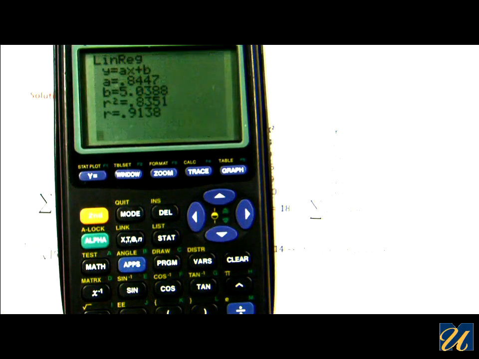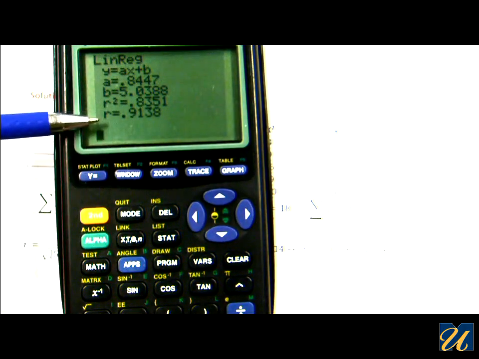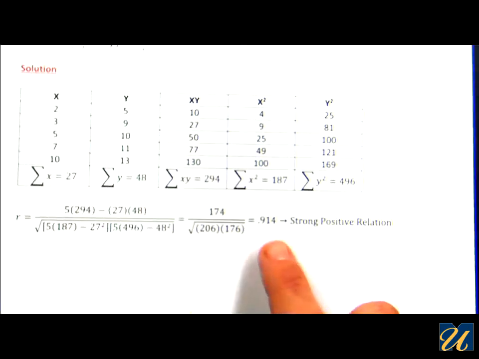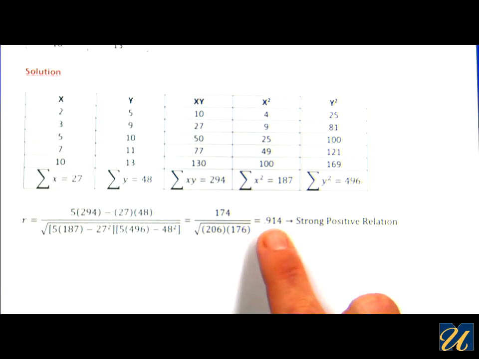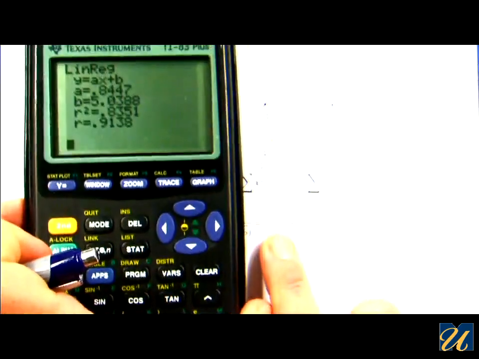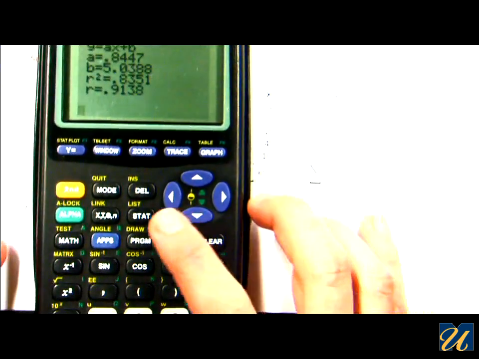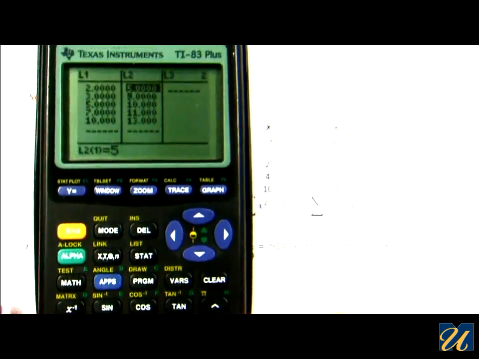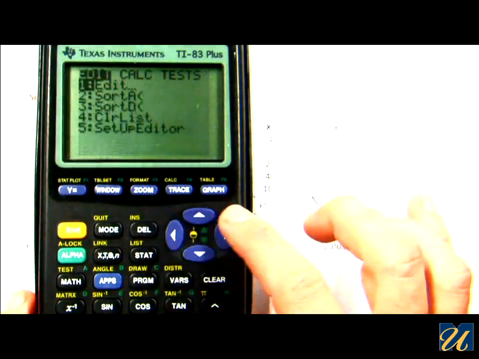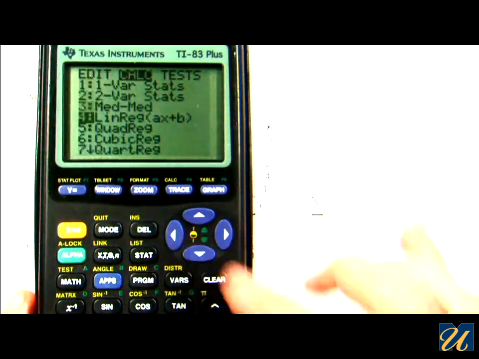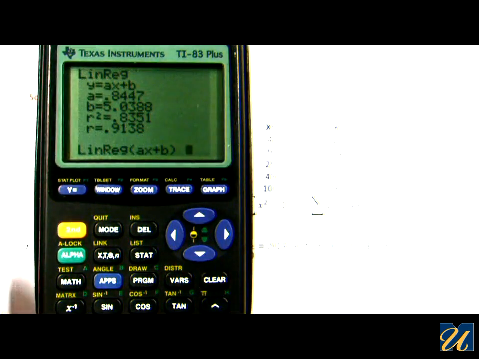Press enter. So as you see here, r is equal to 0.9138. If we were to round to the third decimal, it would be 0.914. Same answer as we have right here, only a lot faster. So once again, you go to stat, edit, you enter your data, L1 and L2, and then you go to stat, calc, and number 4 to find r.